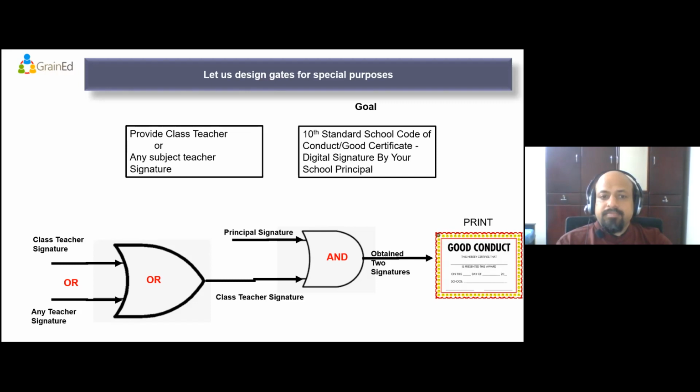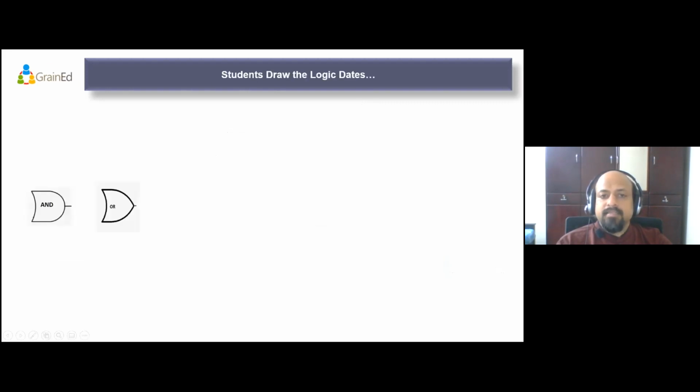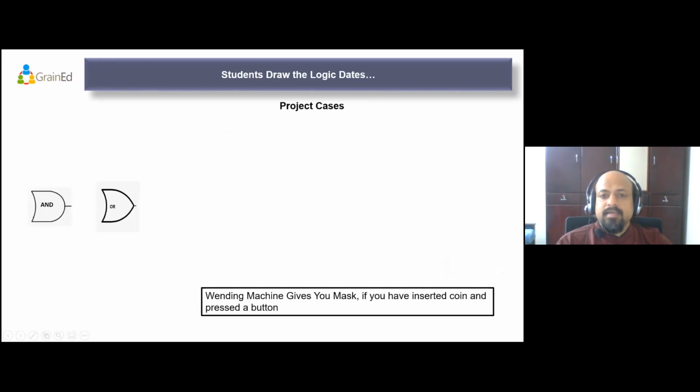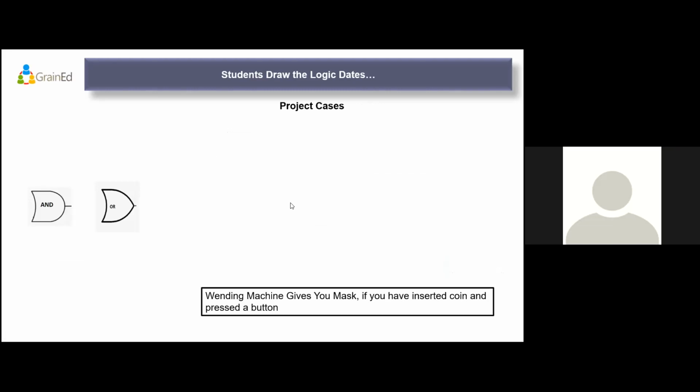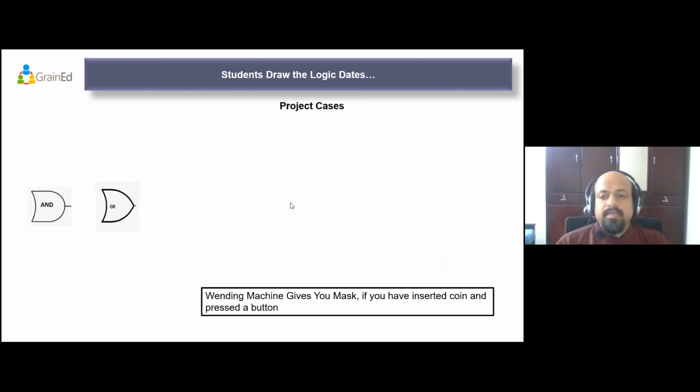Okay, then let's go to the next. Vending machine gives you mask. If you have inserted coin and pressed a button, what is the gate? You can tell me maybe. This is very easy. Vinayak, you're trying to answer? AND gate. Yeah, coin and press the button. Okay.